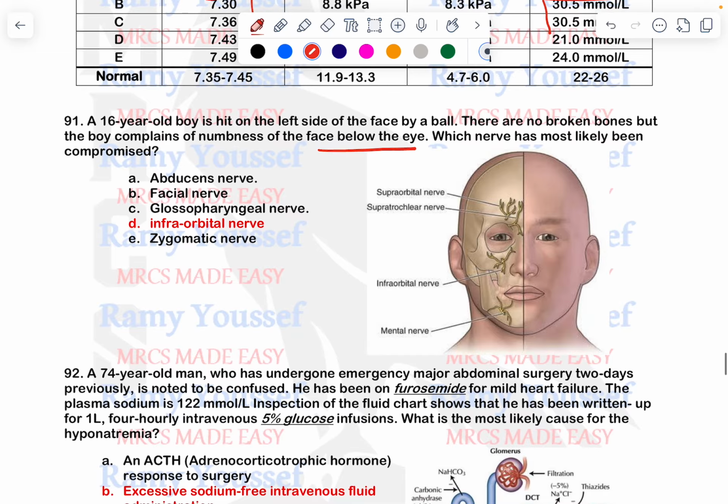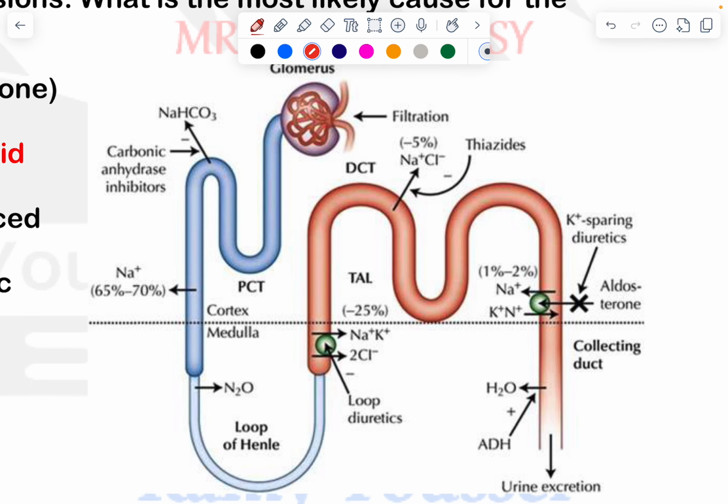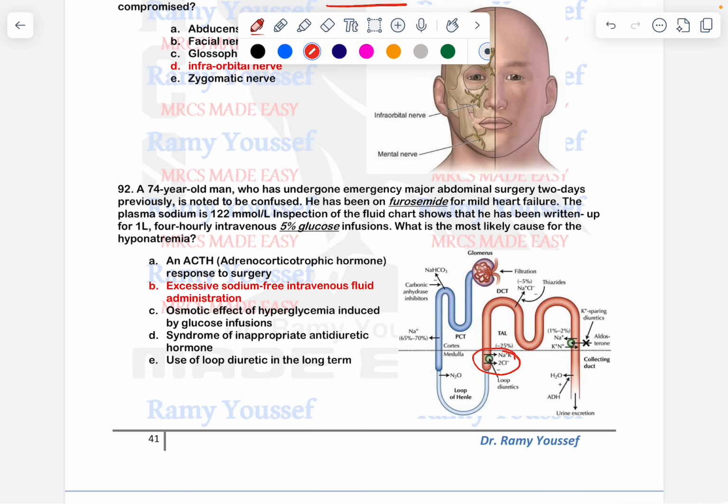So this is another picture. What is this? Loop diuretics act here. Sodium, potassium, chloride is absorbed here, and glucose is absorbed initially in the proximal convoluted tubule. Distal convoluted tubule, again thiazide diuretic, and it is aldosterone.